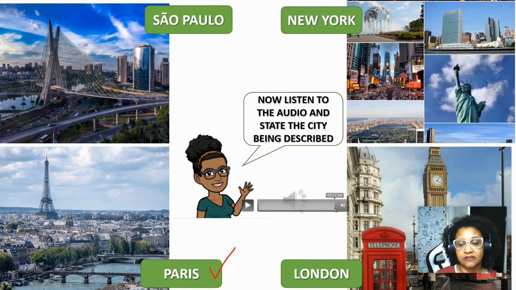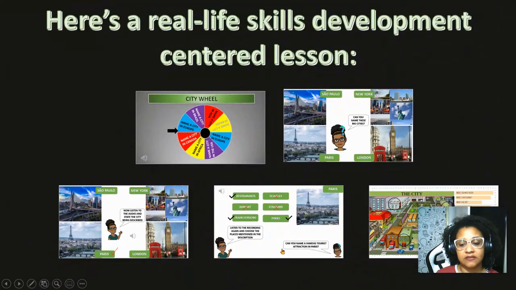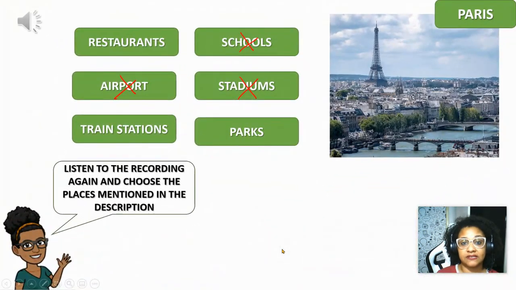It's a super fast, like 30-second audio file, so they can just identify the city being described. After they do that, they listen to it one more time. Again, they got about 23 seconds to listen to it, and they choose what places are being mentioned, not described, in the conversation. And those are restaurants, train stations, and parks. So someone is describing Paris and talking about its restaurants, train stations, and parks.